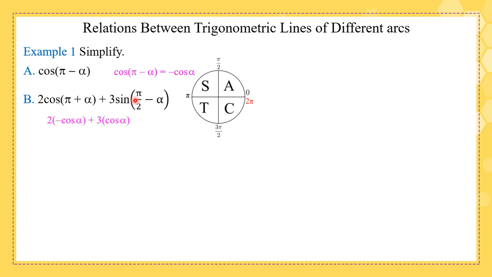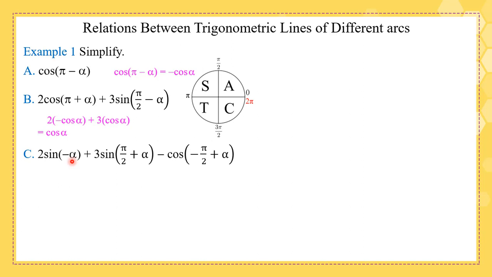And sine of pi over 2 minus alpha. This is pi over 2 minus alpha. It's in the first quadrant. The sign in this case is positive, but pay attention to flip from sine onto cosine. This would be 3 cosine alpha, and the final answer is cosine alpha.